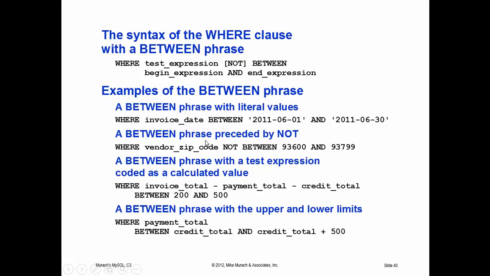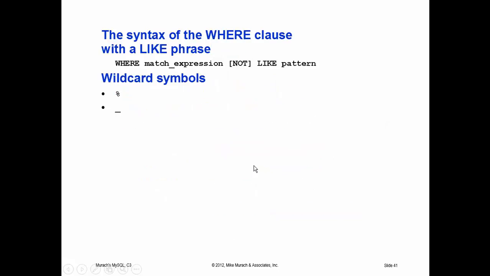All right, the between I already showed you. So notice these right here. You can say between this, and another way of saying this right here would be invoice date greater than or equal to this and invoice date less than or equal to this. We could say where zip code not greater than or equal to 93,600 and zip code less than or equal to 93,799. So there's a lot of ways you can always write all this stuff.